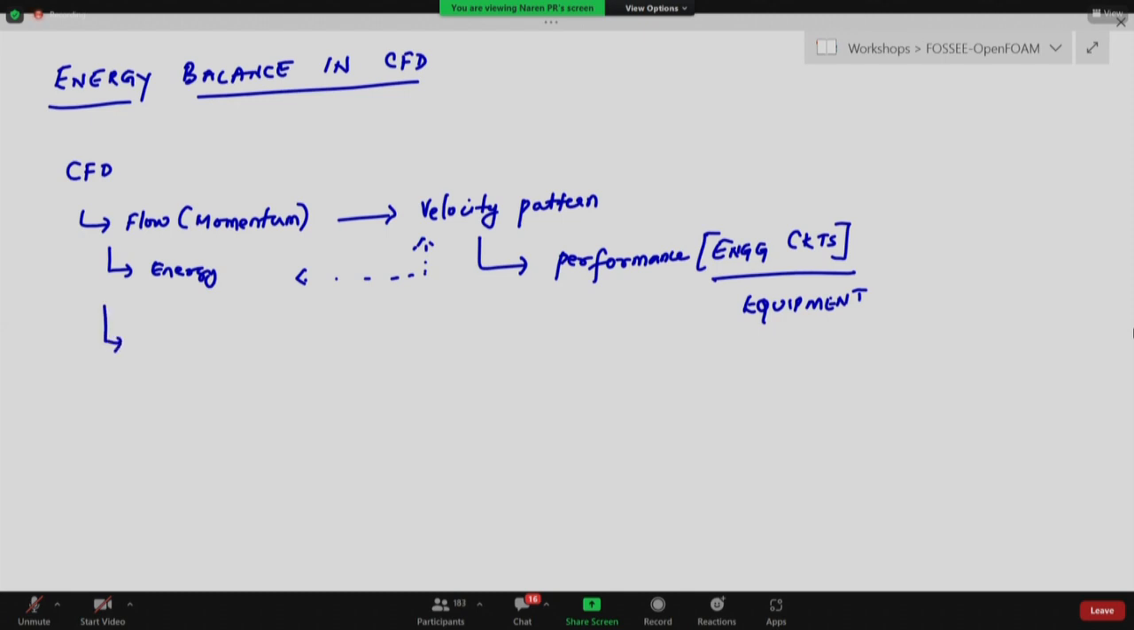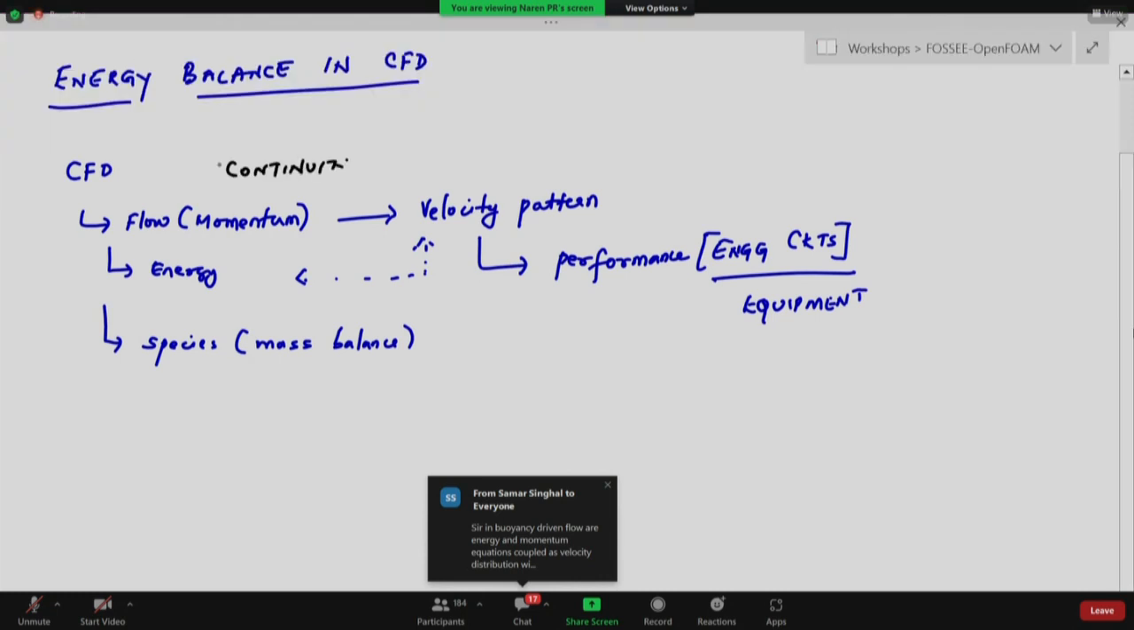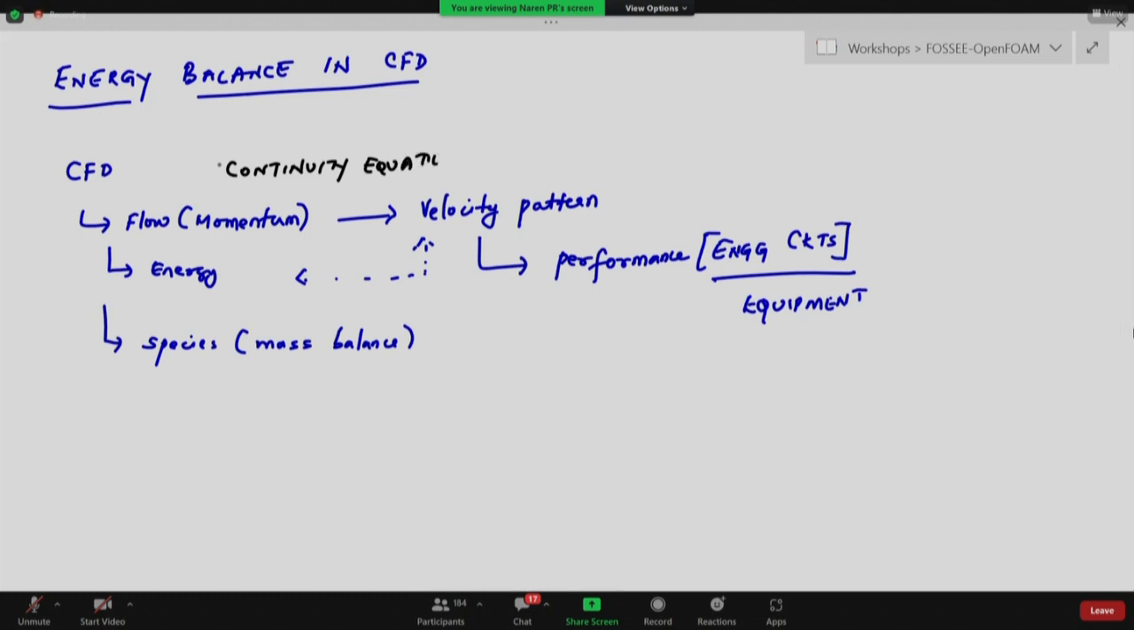The other equation which we solve in CFD is the species equation, which we actually call the mass balance. Now this is different from the continuity equation. The continuity equation is something that we call the overall mass balance, right? There is no choice over and above this: the continuity equation has to be solved. This is a must. These two are optional. It is not in all CFD problems that you will solve energy and species.